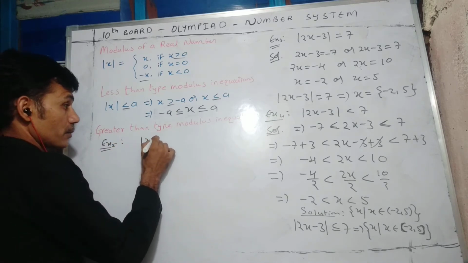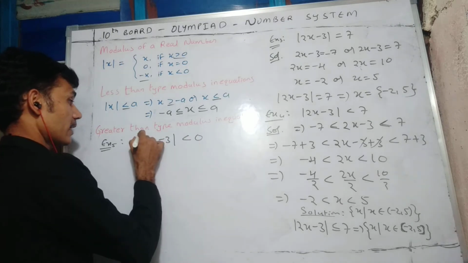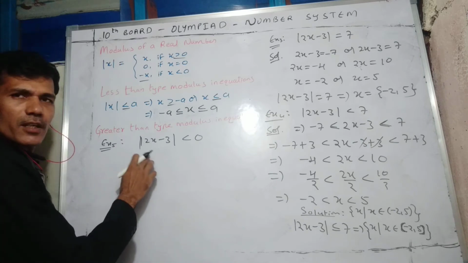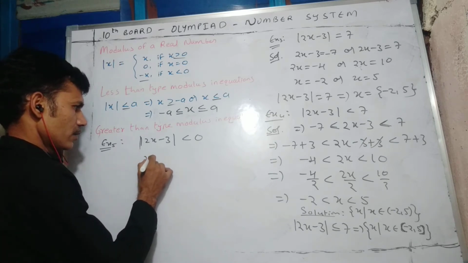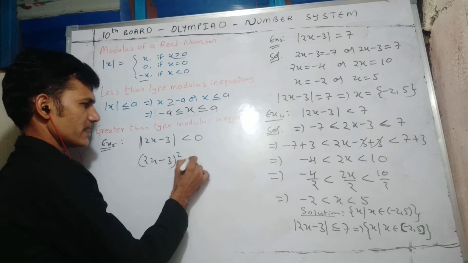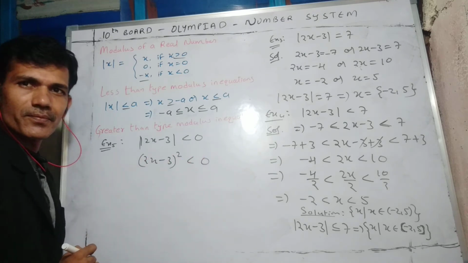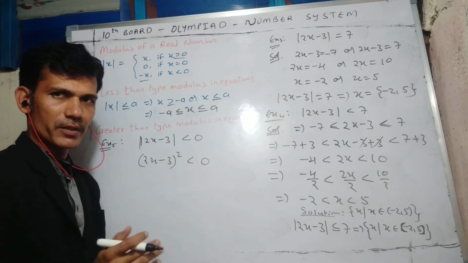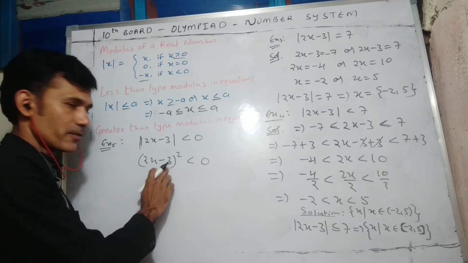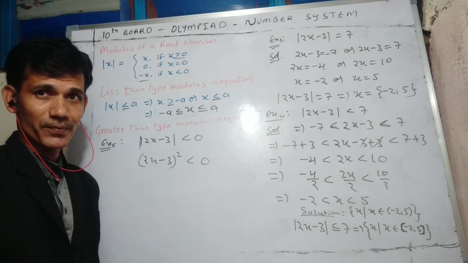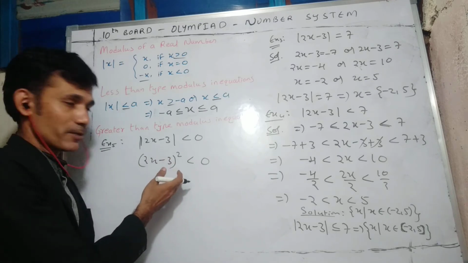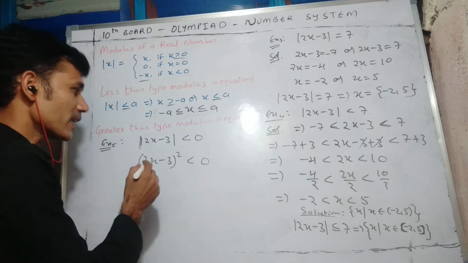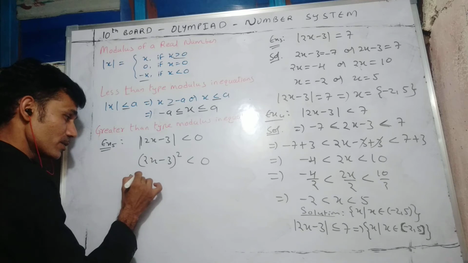If modulus of 2x minus 3 is less than 0, that time, can we have a solution? See, this is almost equivalent to (2x minus 3) whole square is less than 0 square. When you square, whether the inside value is positive or negative, whatever it is, if you square, you will get a positive number. A positive number cannot be less than 0, no. So you cannot have a solution. Here we have to write no solution.